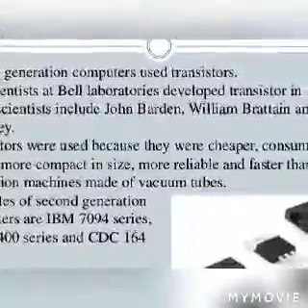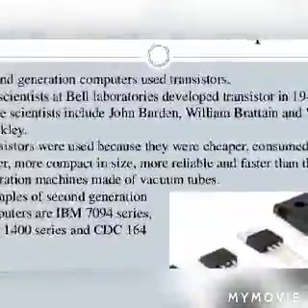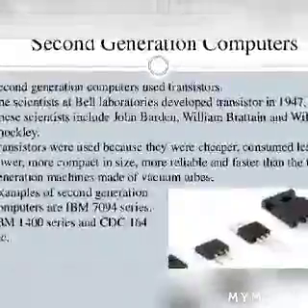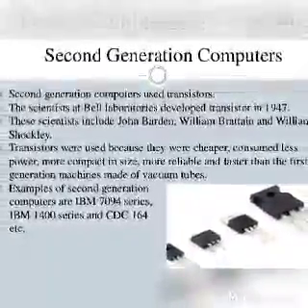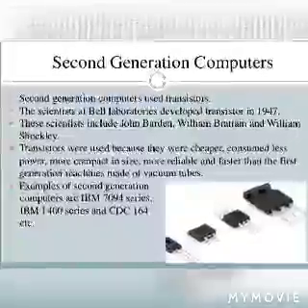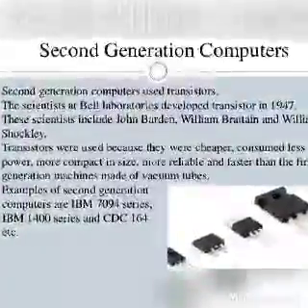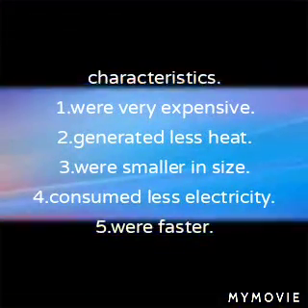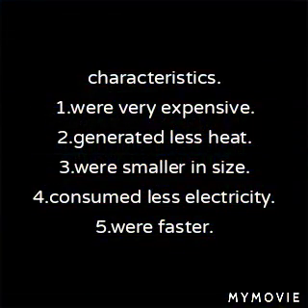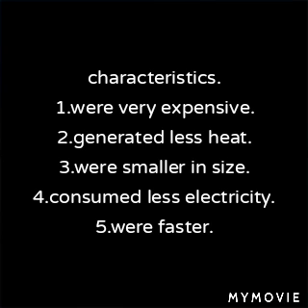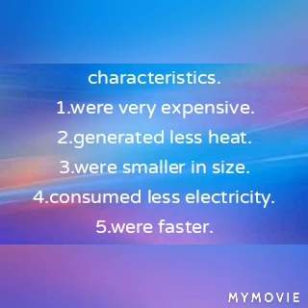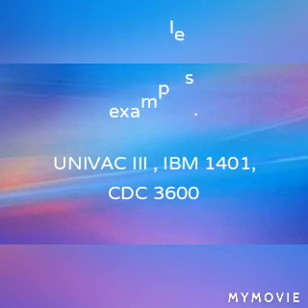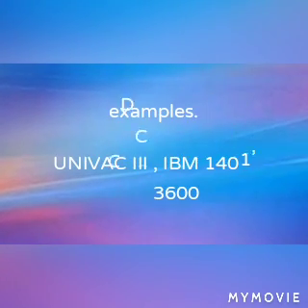Now the second one. The second generation of computers was from 1956 to 1963, and during this time the part which was invented was the transistor. The characteristics of the transistor: it was very expensive again, it generated less heat and consumed less electricity, it was smaller in size compared to the vacuum tube, and the speed was a little bit faster than the vacuum tube. Okay, children? So go through the points again and again.